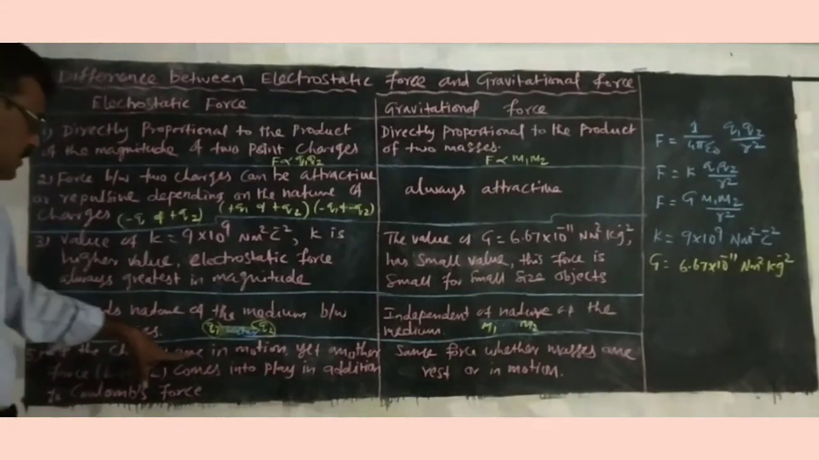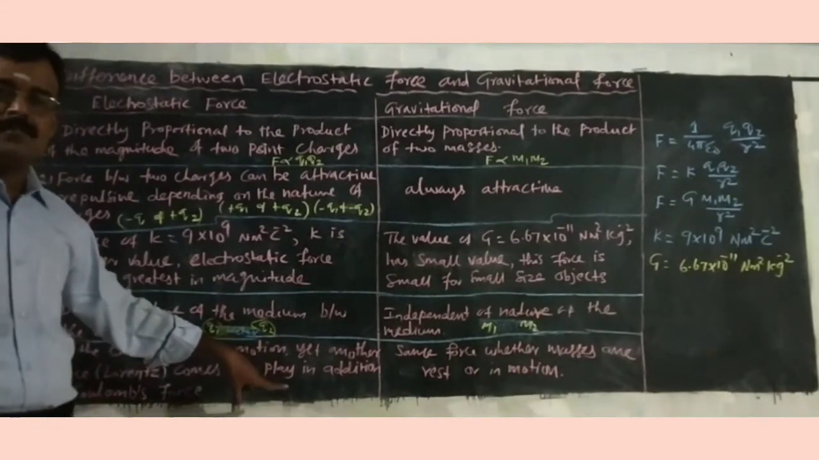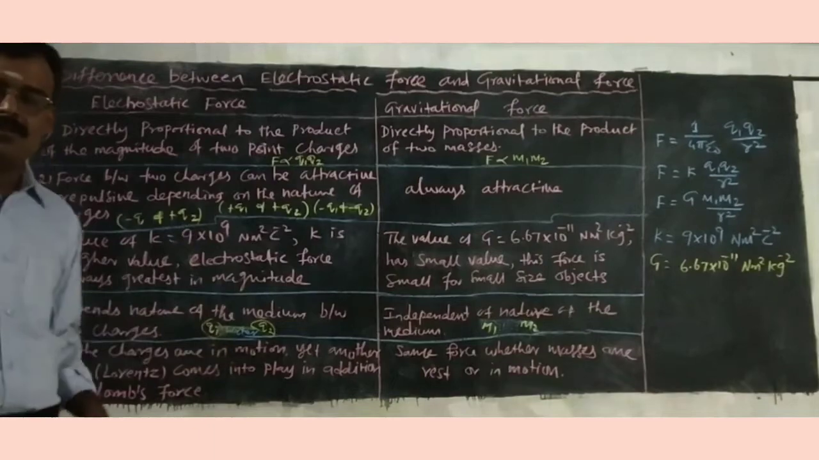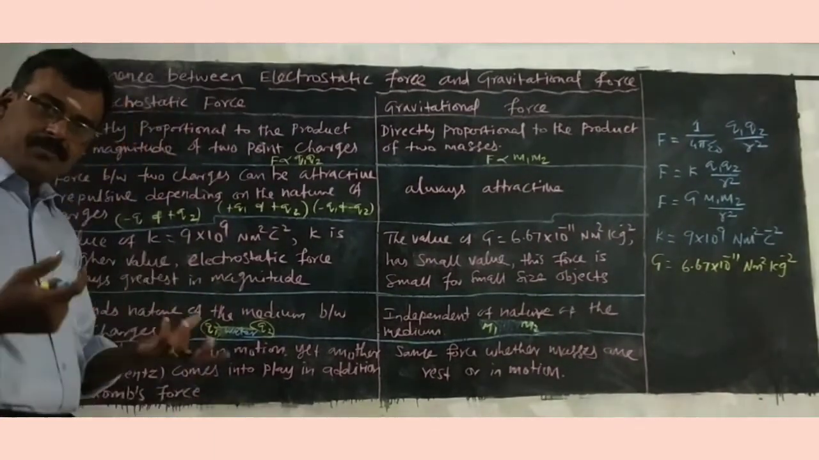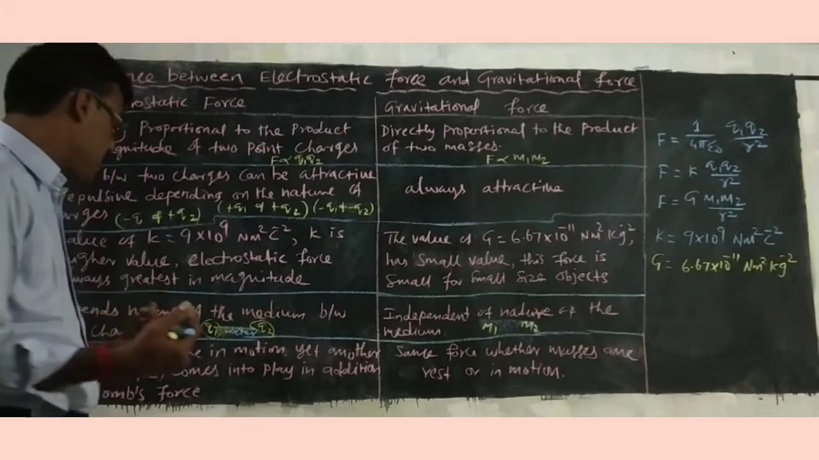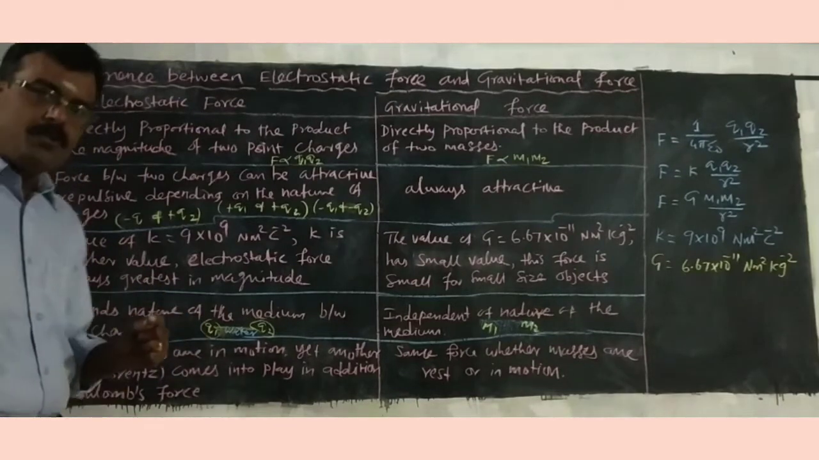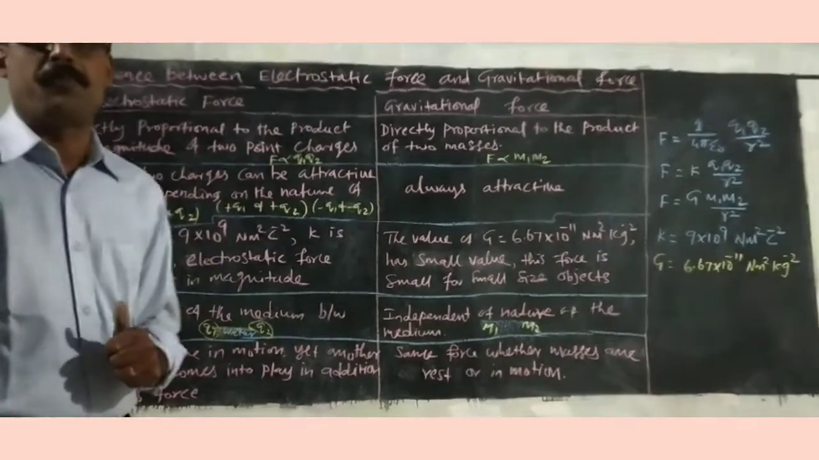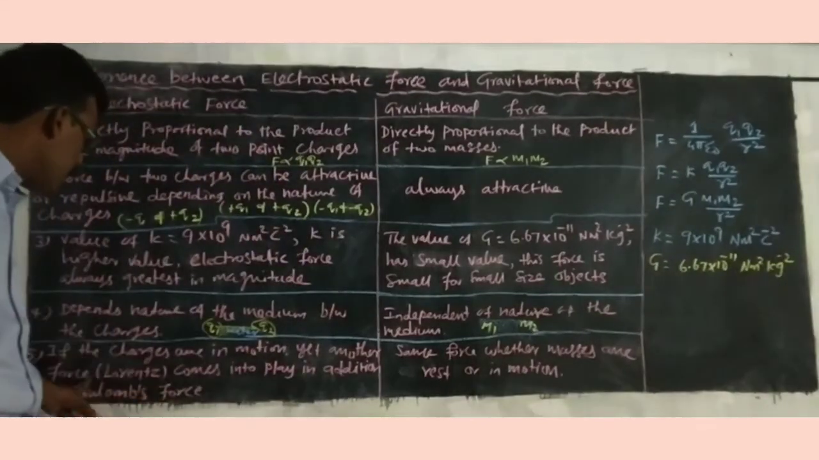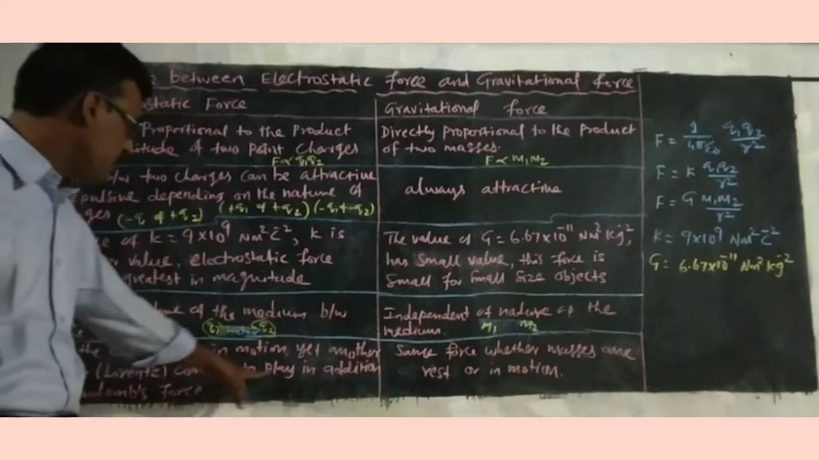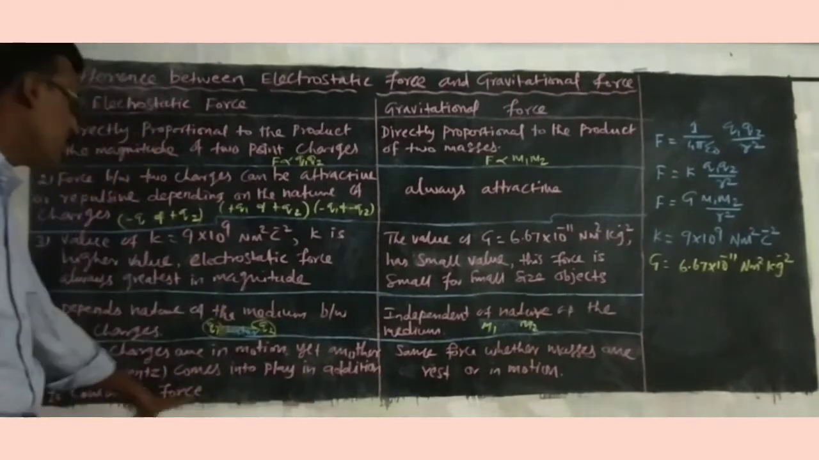If the charges are in motion, when there are two charges, there is an attractive or repulsive force, but whenever the charges are moving, there is one more force coming into play. That force is known as the Lorentz force. It comes into play in addition to the Coulomb force.